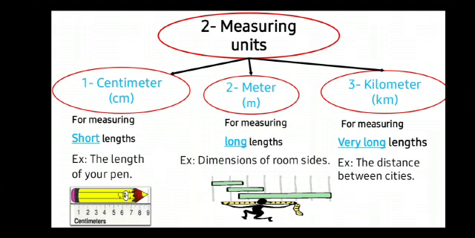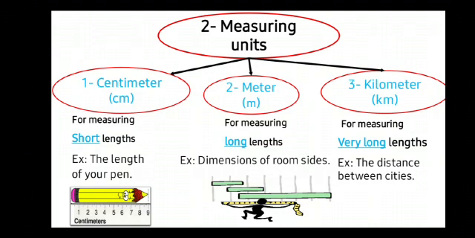Number 1, centimeter, is a unit suitable for measuring short length like the length of the pen. When I hold the ruler to measure the length of the pen, it will be 14, for example. I can't say 14 meters or 14 kilometers. No, it will be 14 centimeters, because centimeter is a small unit, okay?